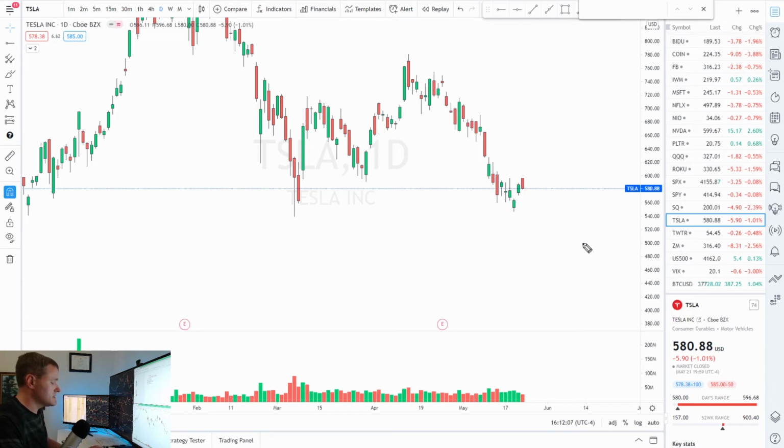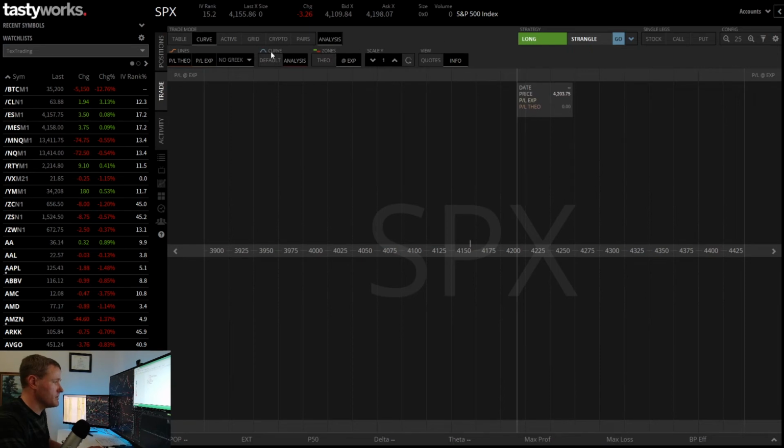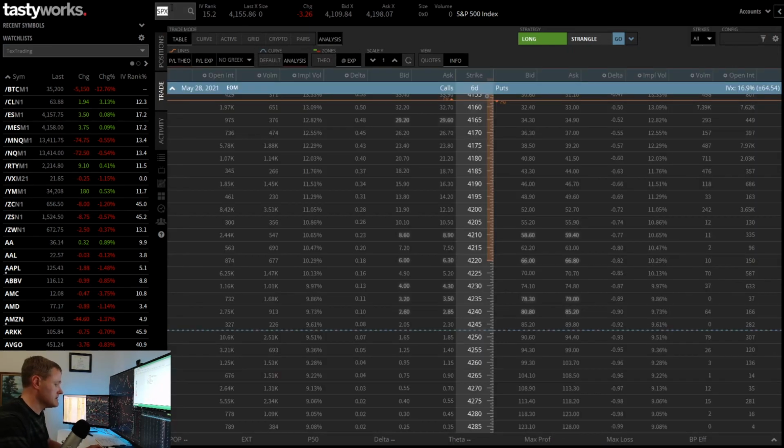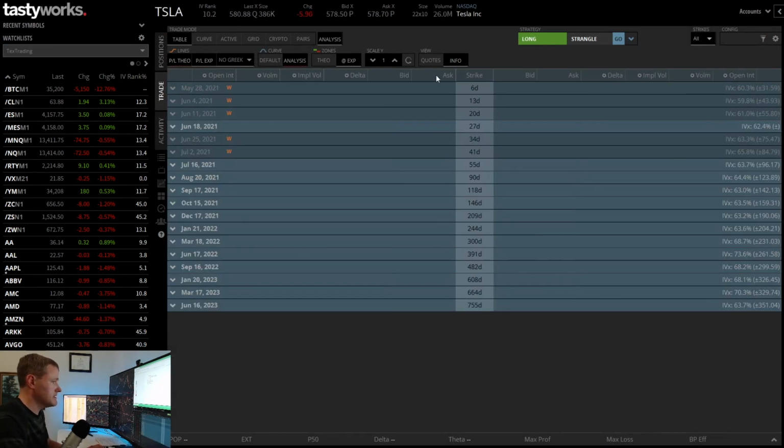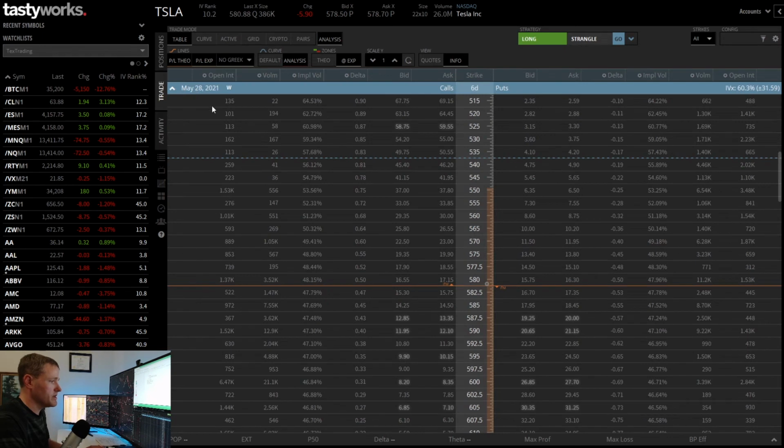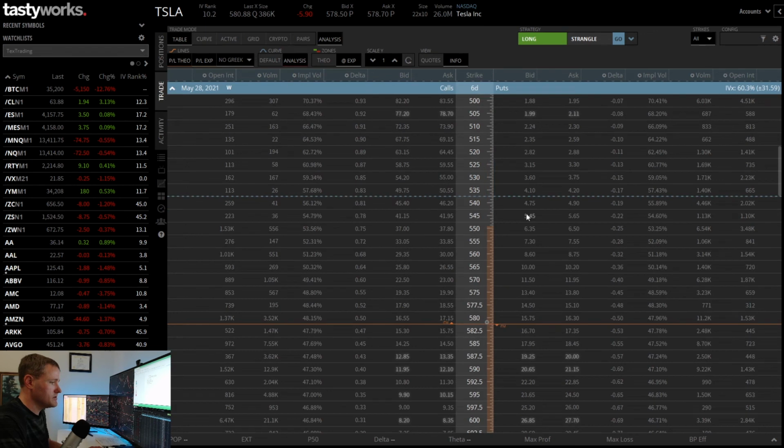All right, so now let's jump into the Tastyworks platform and model this trade with Tesla, and I'll show you what this looks like. We'll pull up Tesla. Let's say that we're going to target this move for next week. Generally you're going to put on butterflies with a shorter expiration time, because obviously it's going to be a lot harder to be right further out into the future. So we go 6 days out on this one.